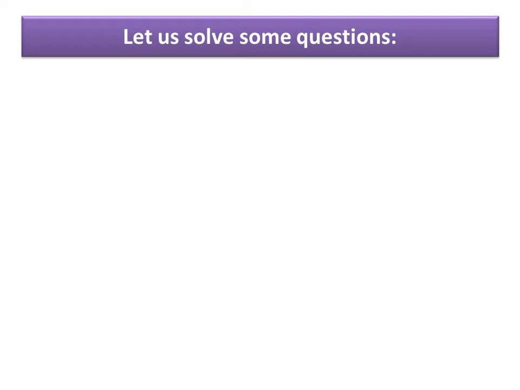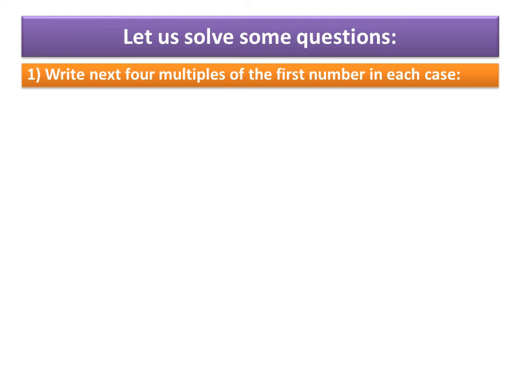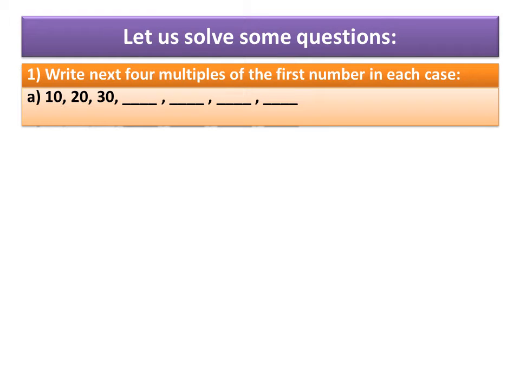Let's solve some questions. Question number 1. Write the next 4 multiples of the first number in each case. A, 10, 20, 30 and dash. See the question carefully. It is a table of 10. So 10 ones are 10, 10 twos are 20, 10 threes are 30, and the answer is 40, 50, 60, 70. Next, B. 12, 24, 36. It is a table of 12. So the answer is 12 fours are 48, 12 fives are 60, 12 sixes are 72, and 12 sevens are 84.